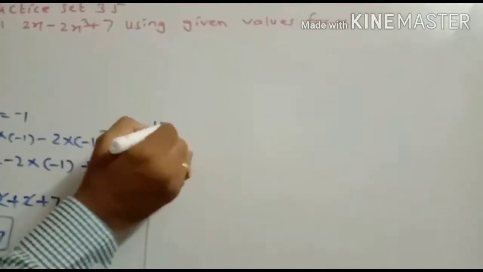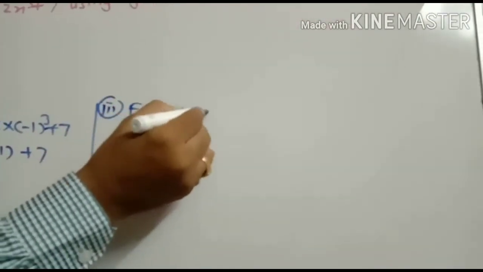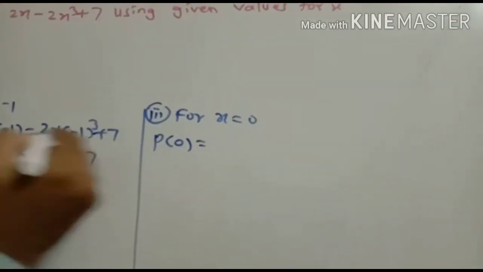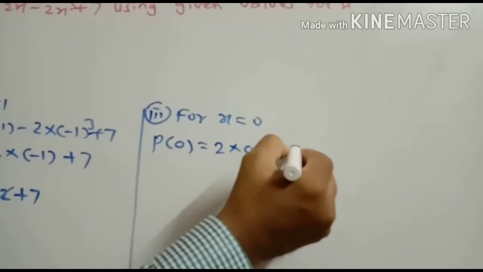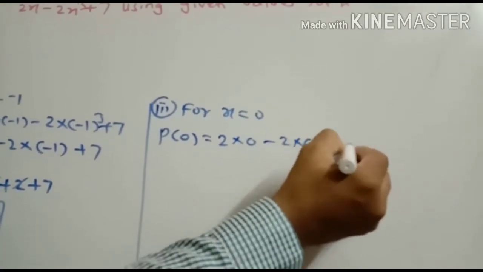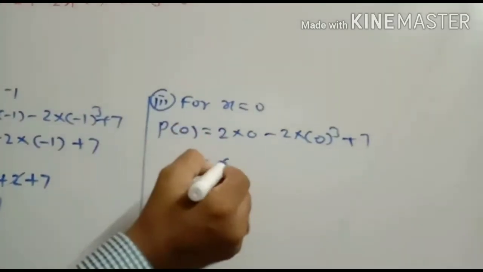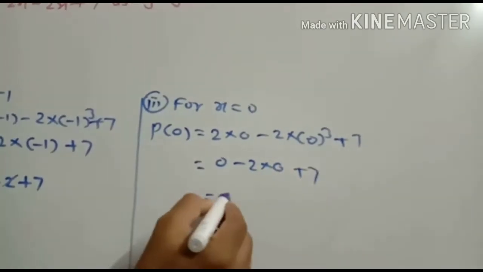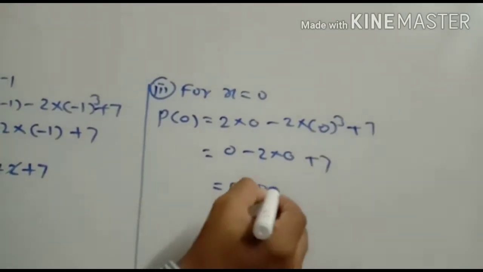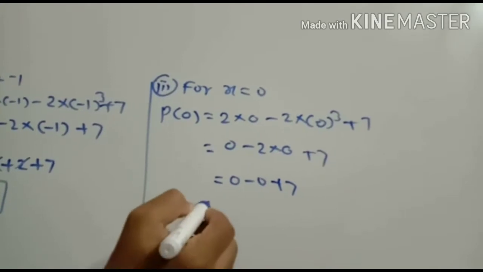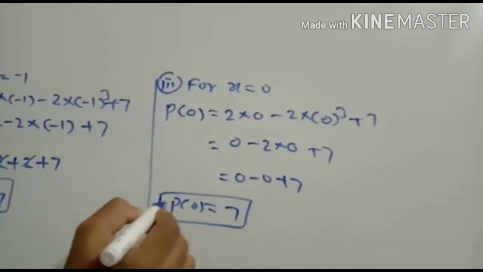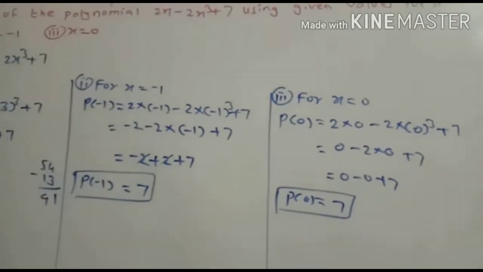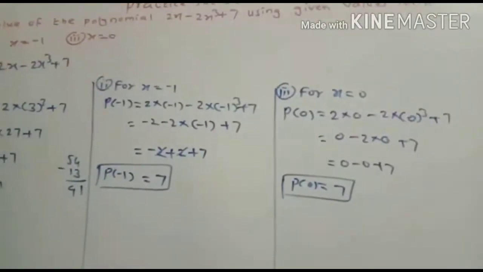Then third is given, we have to find for x is equal to 0. That means instead of x we put 0. P of 0 is equal to 2x means 2 into 0 minus 2 into x cube means 0 cube plus 7. 2 zeros are 0 minus 2 into 0 cube means 0, plus 7. So 0 minus 0 is 0, 0 plus 7 is 7, and P of 0 is equal to 7. This is the value of the given polynomial for the given values of x.